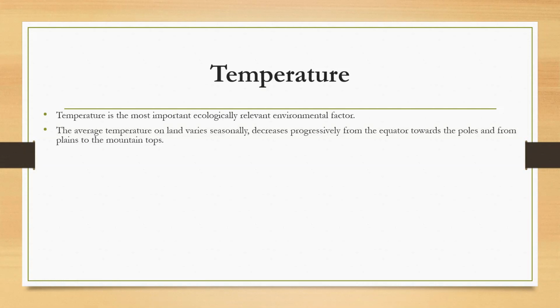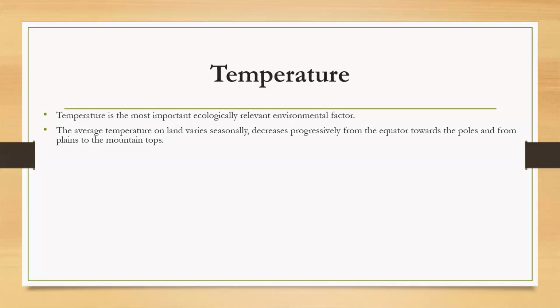The average temperature on land varies seasonally. As I mentioned earlier, the temperature is not uniform. It is not uniform throughout the year. It is not uniform throughout the day. It is not uniform all over the world or all over the earth. So it shows great variation. The average temperature on land varies seasonally, decreases progressively from the equator towards the poles and from plains to the mountain top. If you consider the earth, the temperature is very high at the equatorial plane. And when you move towards the polar region, the temperature decreases. There is a decrease in the temperature.